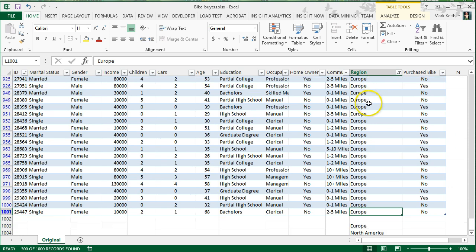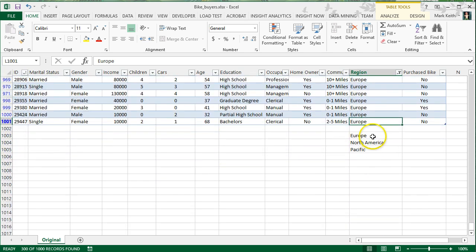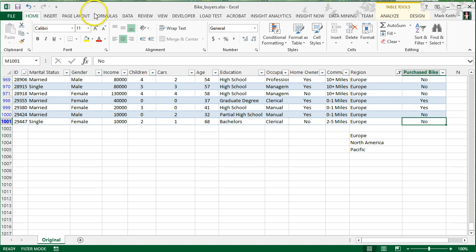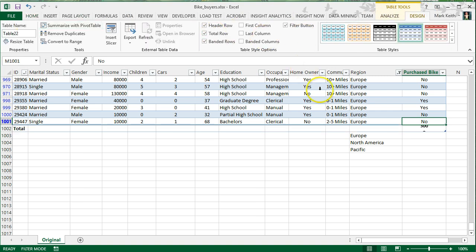Down at the bottom, I've created entries for each of my 3 different regions: Europe, North America, and Pacific. Right here, I want the percent of people who bought bikes in each of those regions. Well, do this. Go to my Table Tools Design tab, and let's add a total row. And what we get here is simply a count. 300 people showed up at our Europe store. So here we can see the function that was used on that row.